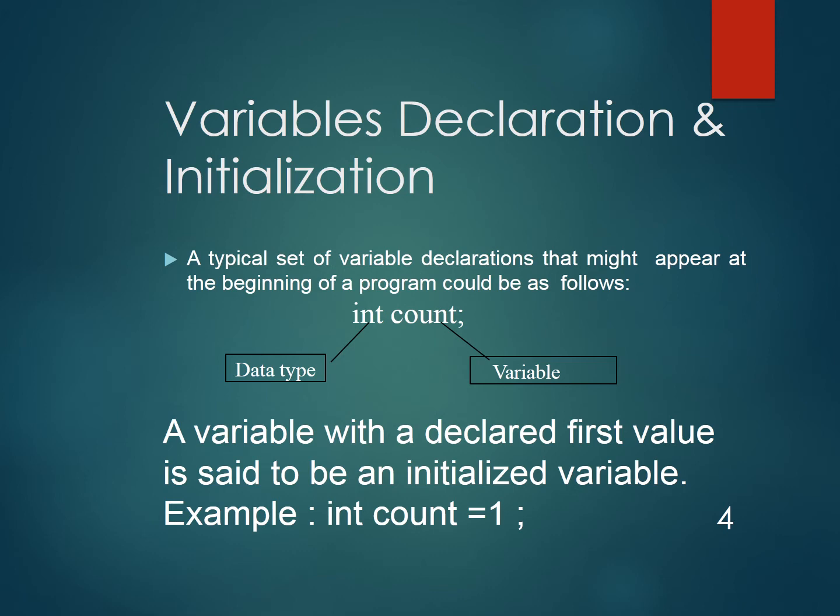Like int count, here count is being declared of integer type, and the very first value that we are going to assign to the count variable is 1. So in this one statement only, count is assigned the data type as well as the variable value 1, which is the first value of count. Hence int count is equal to 1 is showing the example of variable declaration as well as variable initialization.